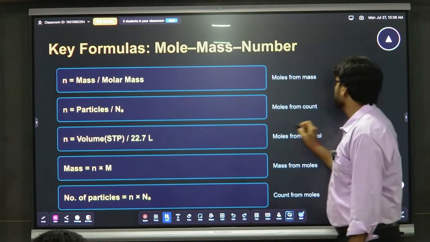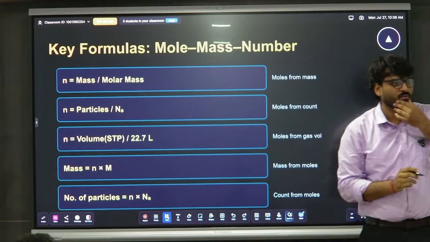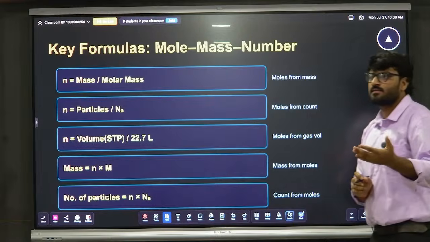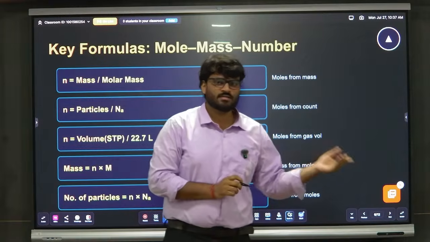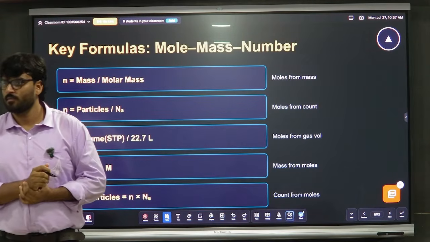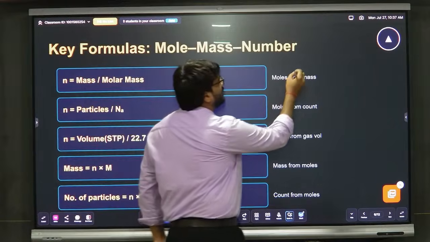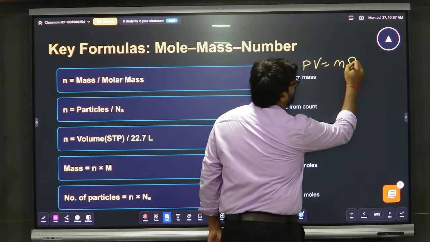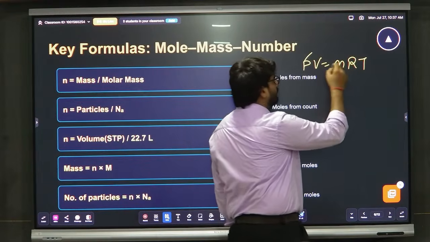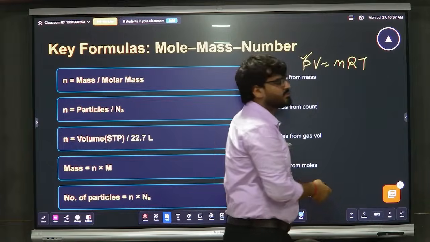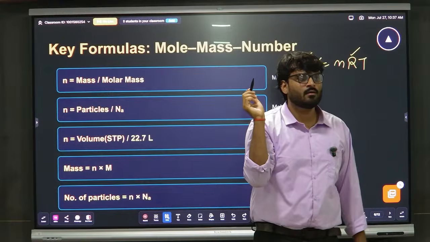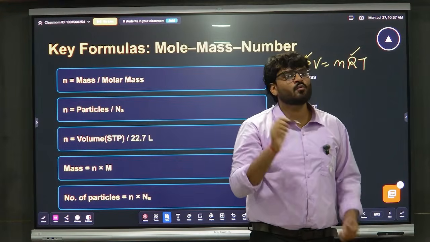Okay, volume I forgot. I guess I told you the difference between STP and NTP that day. Remember? The current definition of STP is 0 degree Celsius. Temperature, everything is same, but the volume is 22.7. How did we get it? From the ideal gas equation, PV equals nRT. From that, you can find it. Pressure we know because we are keeping everything standard. We know the gas constant, that is 0.0821.